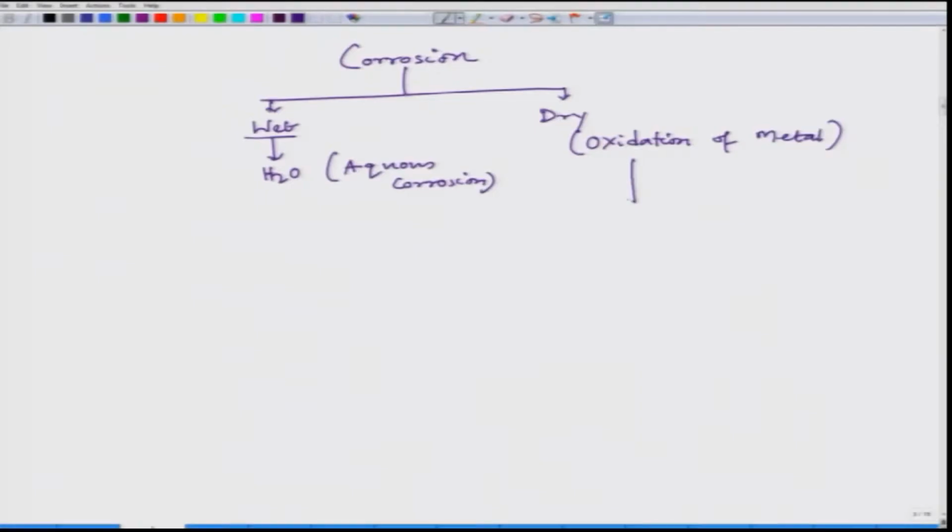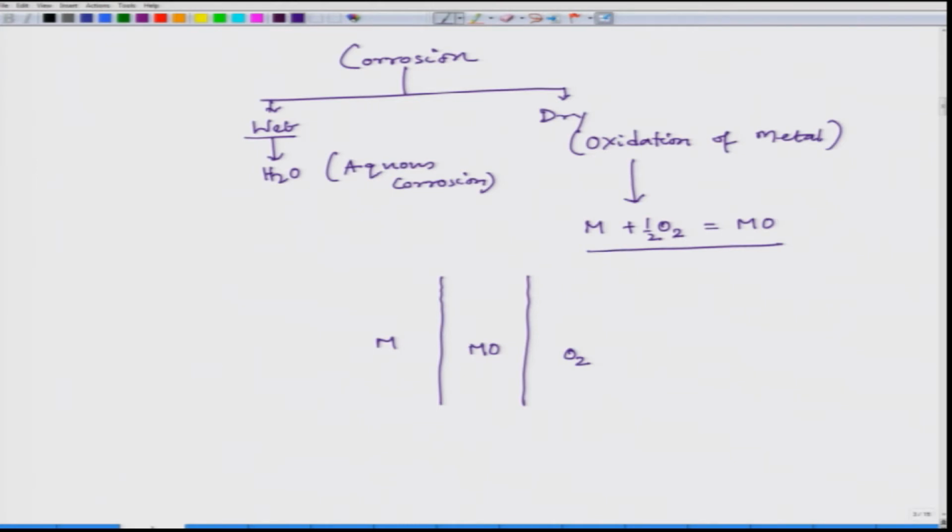But in case of dry corrosion, let us just have a look at what happens at the interface of the metal when oxygen is involved, because anyhow I am talking about oxidation of metal. If we consider this particular reaction, M plus half O2 equal to MO, if I consider this oxidation reaction, let us have a look at what happens at the interface. This is the metal surface. Let us say some oxide has formed, MO, and then this is the gas medium.